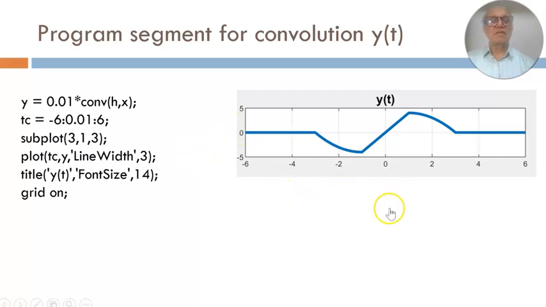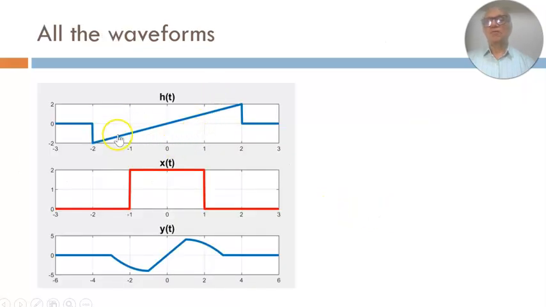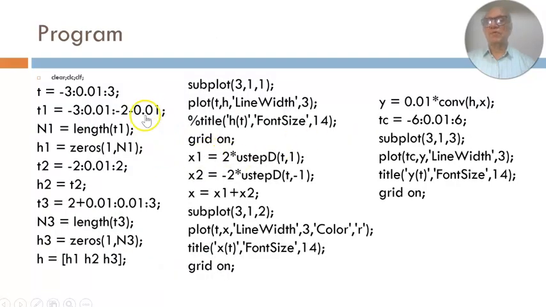This is the result of the numerical solution. So just to see the overall picture, again I have plotted all these three in one frame. So this is your ht, this is your xt. Both of them are plotted from -3 to +3. So the convolution is from -6 to +6. And for your convenience, I'm just giving you the entire program in one screen. So you can just copy it and maybe improve it, modify it, and run it. And that's all in this particular session.